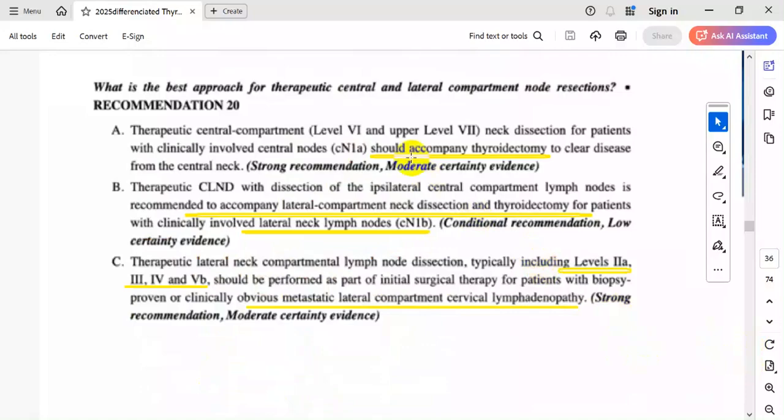What is the best approach for therapeutic central and other compartment node resections? Patients who have clinically involved central nodes should combine thyroidectomy to clear disease from the central neck. This is a strong recommendation. And therapeutic central lymph node dissection with dissection of the ipsilateral central compartment lymph nodes is recommended to combine with lateral compartment neck dissection and thyroidectomy for patients who have clinically involved lateral neck lymph nodes. This is a conditional recommendation.